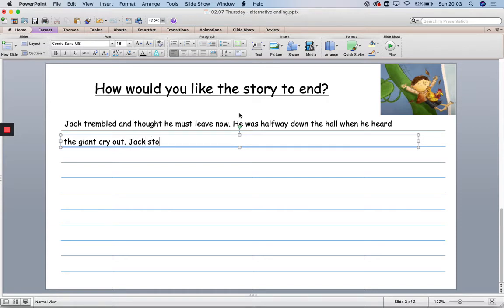Jack stopped and turned around to see what had happened. So my sentence there, I've kept it in the past tense. It's Jack didn't stop, he stopped. He didn't turn, he turned around to see what had happened. I've used a conjunction there. I've used my and. I've remembered a capital letter at the beginning and a full stop at the end.